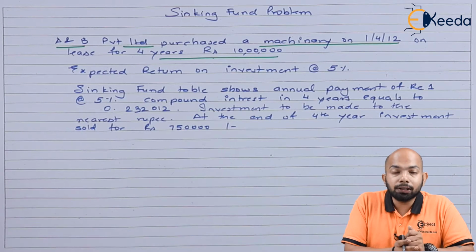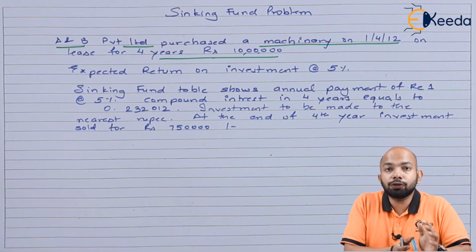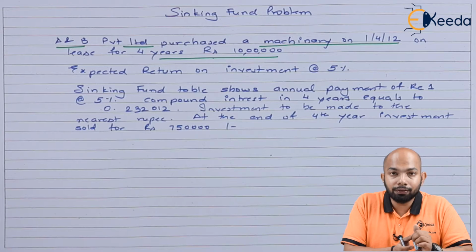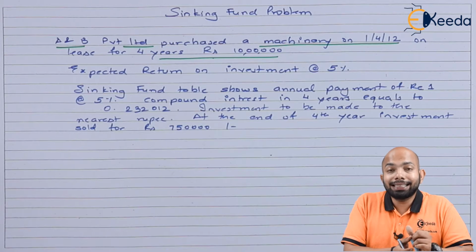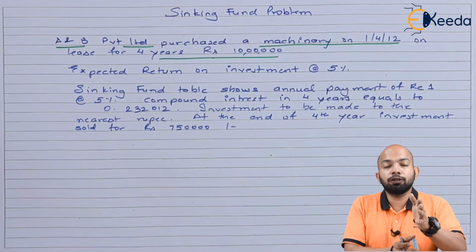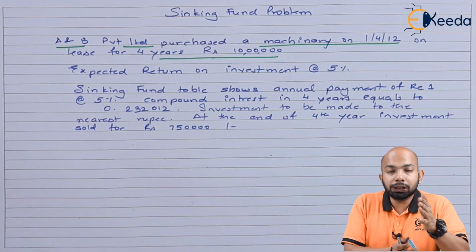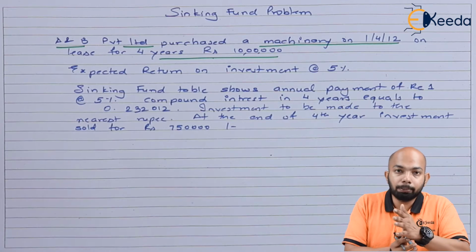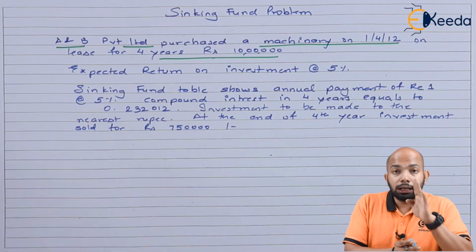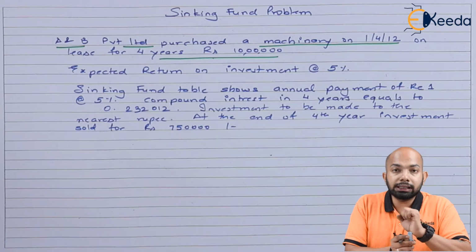A and B Private Limited purchased a machinery on lease on 1st of April 2012, and this was for rupees 10 lakhs, and this was for a lease of 4 years. That means at the end of the 4 years, this asset will go out and a new asset will be replaced instead of this. So here we have the calculations for 4 years itself.